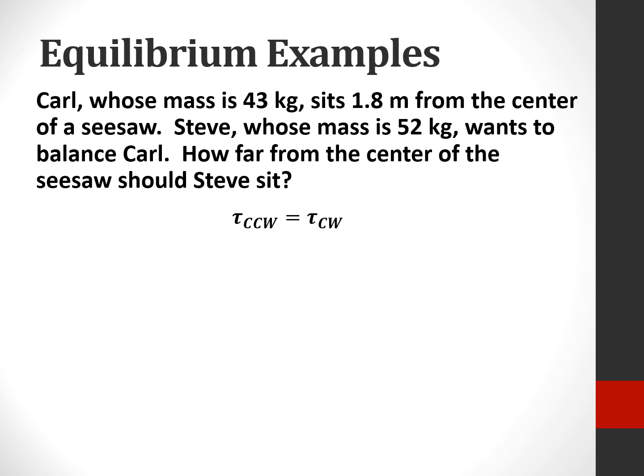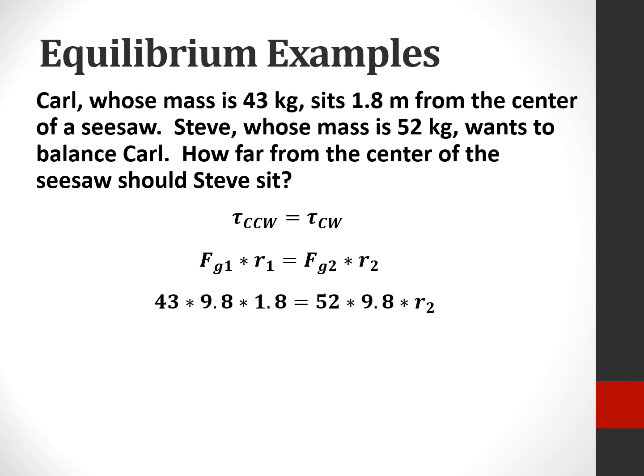So we've got this balance, and we're going to have a clockwise torque and a counterclockwise torque. I really don't know who's going to cause clockwise and counterclockwise, but I know on a seesaw each one's on either end, so one's going to cause a positive torque, the other's going to cause a negative torque. So we've got one on one side, one on the other. Force of gravity 1 times radius 1 is going to be equal to force of gravity 2 times radius 2. That's 43 times 9.8 times 1.8. That's going to be equal to 52 times 9.8 times R2. And then we divide both sides by 509.6, and we find that R2 is going to be 1.49 meters.